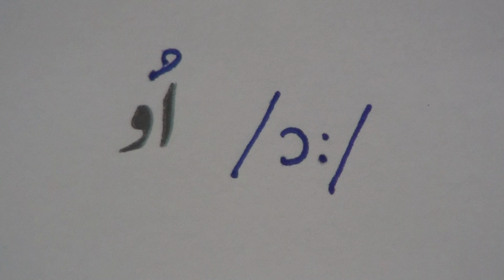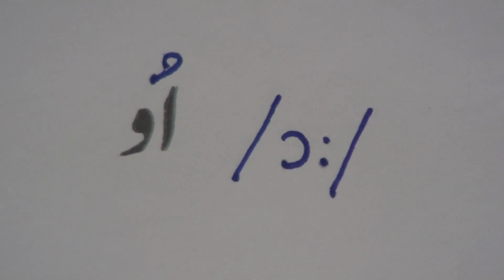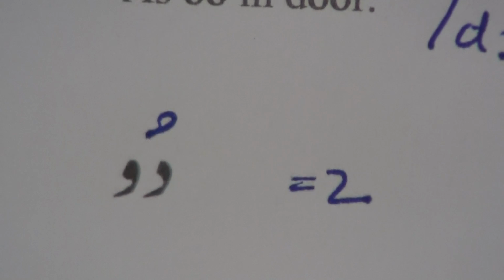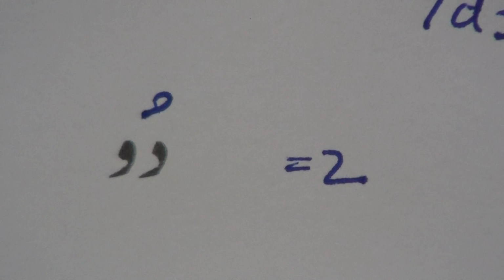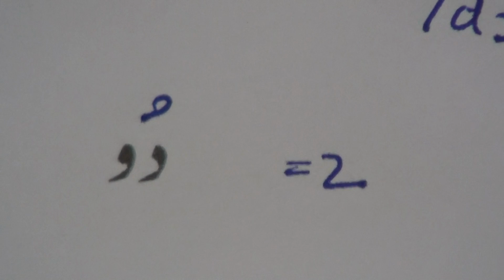Here, alif pesh vav is O. And dal pesh vav is do. Do means two.